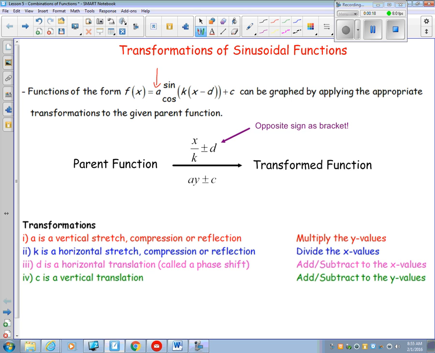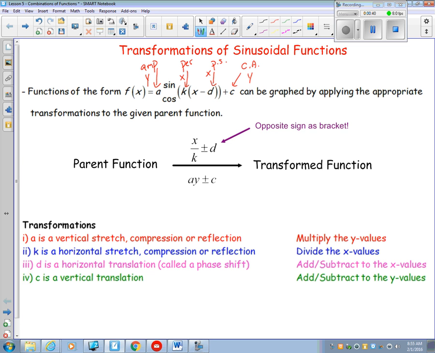Okay, remember A is our amplitude, that hasn't changed, and it's a Y thing, a vertical thing. K helps us get our period. Okay, it's a horizontal thing, it's an X thing. D is our left and right. It's an X thing. We call that our phase shift. And C was our central axis. It's moving up or down. That's our Y thing. Okay.